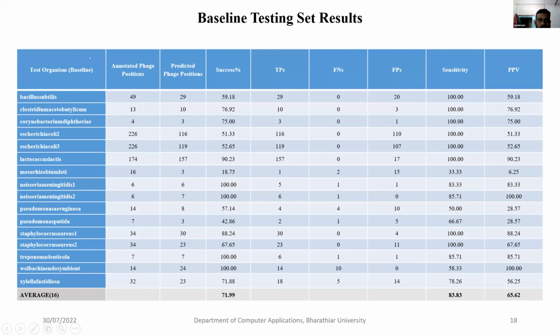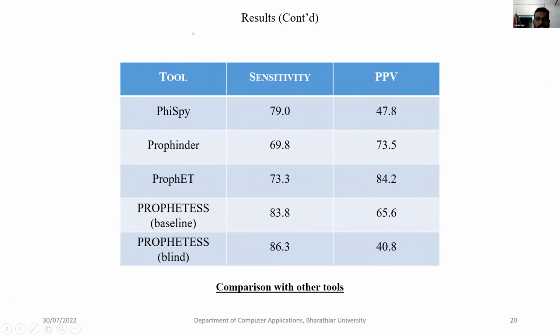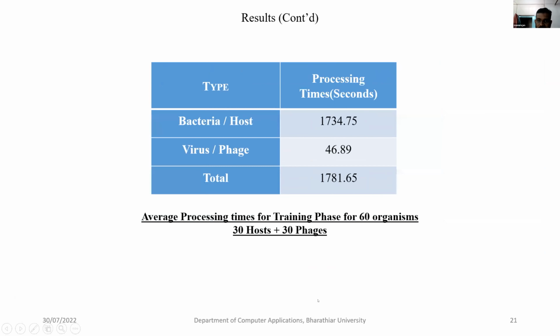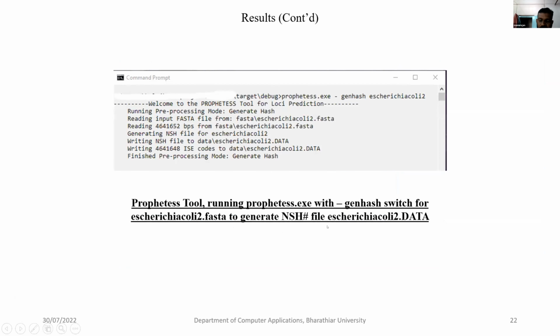This is the baseline testing. This is a comparison with other tools, showing tool sensitivity and the PPV values. FISP, Profiler, Prophet, and Prophetess in baseline testing, and Prophetess in blind testing gave these values in comparison with other tools. And the processing time is here: bacteria, host, processing, total processing time, average processing time of the training phase for 60 organisms, 30 hosts plus 30 phages.